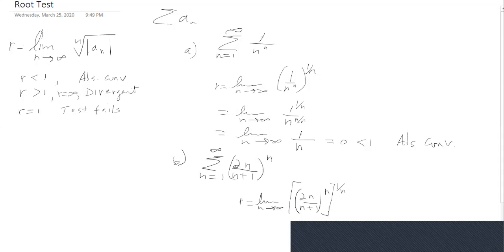See? Which is this limit, 2n over n plus 1. Now that limit is a 2. That's greater than 1. We have divergence. Okay, it's a divergent series.